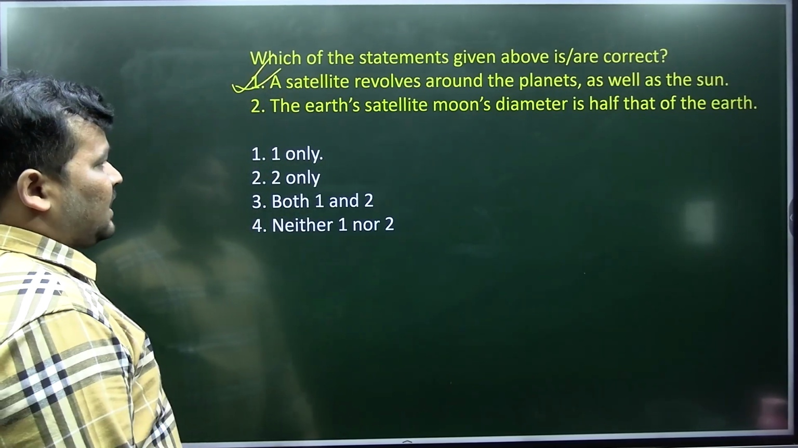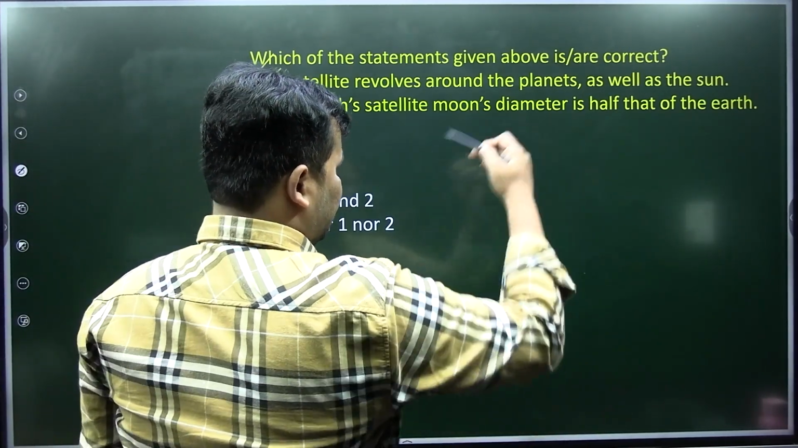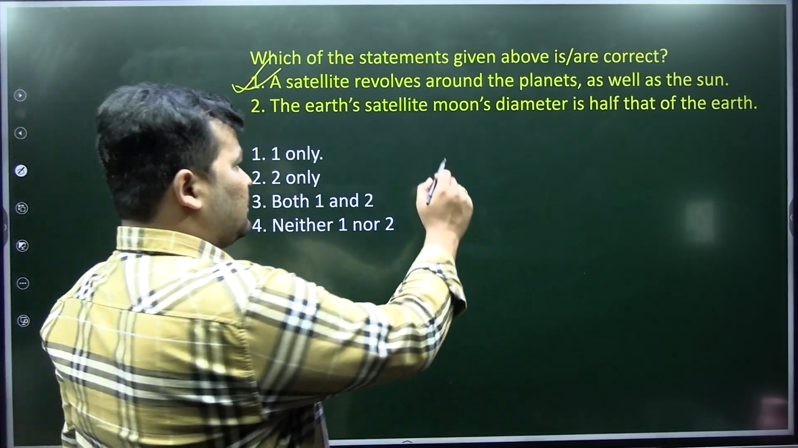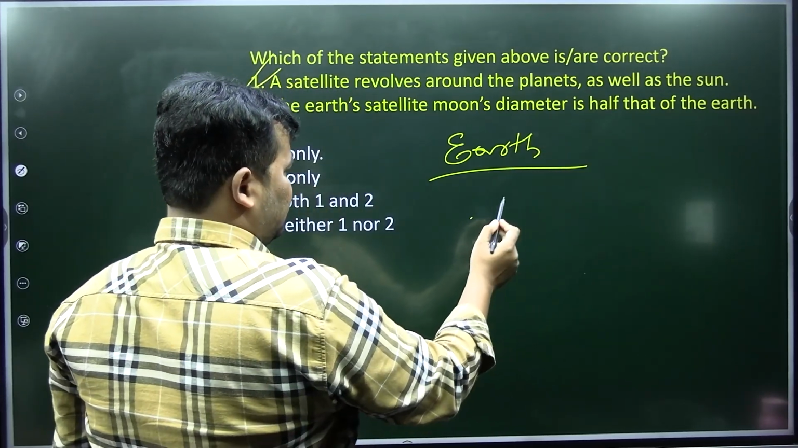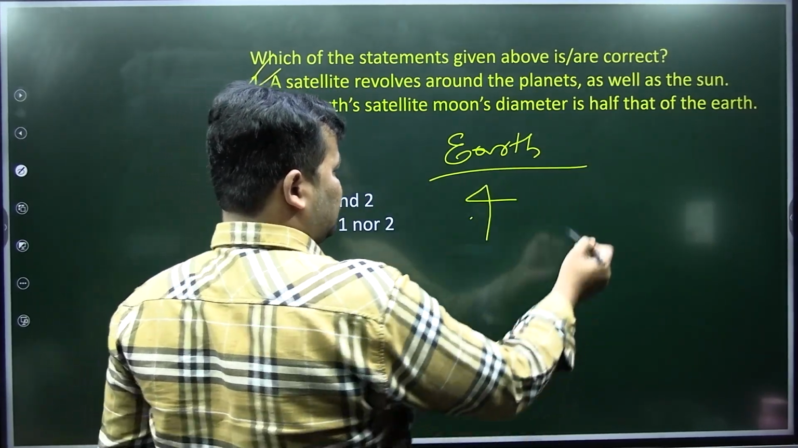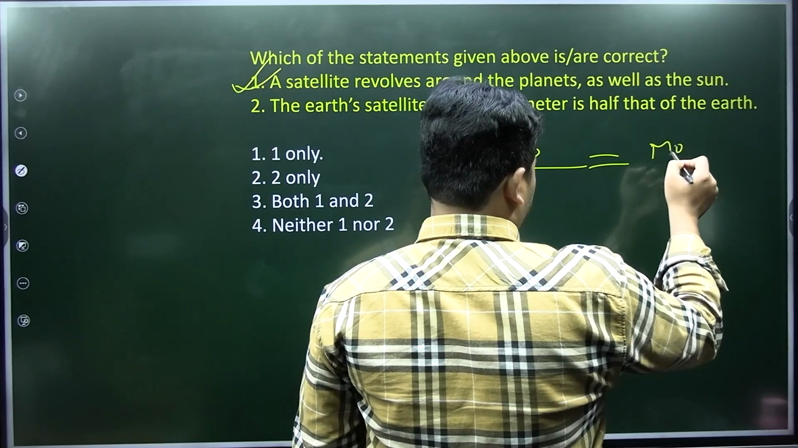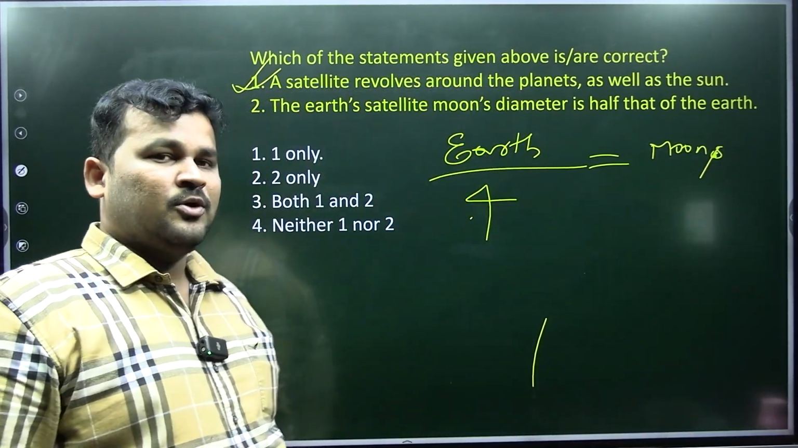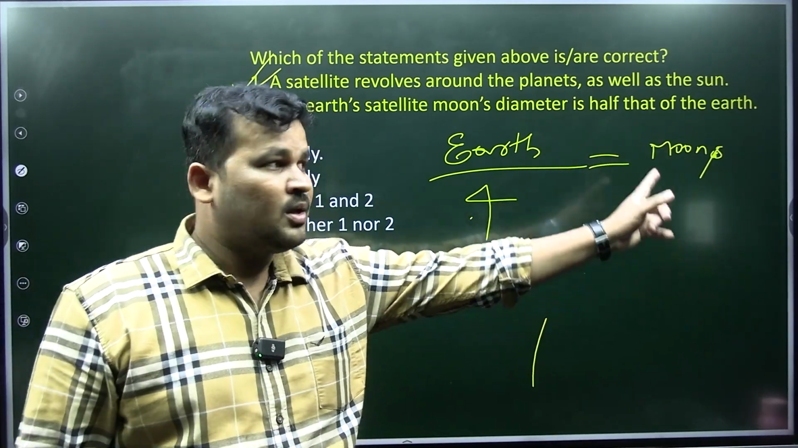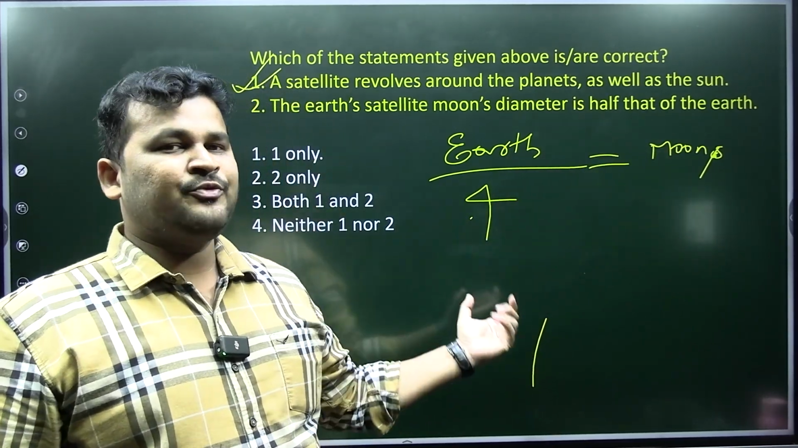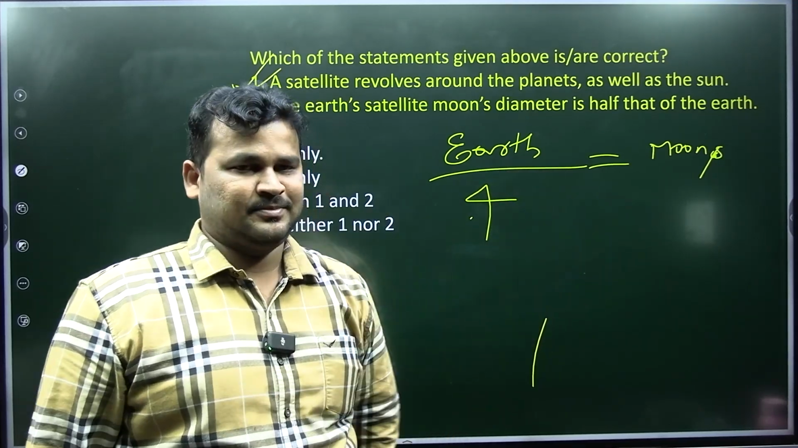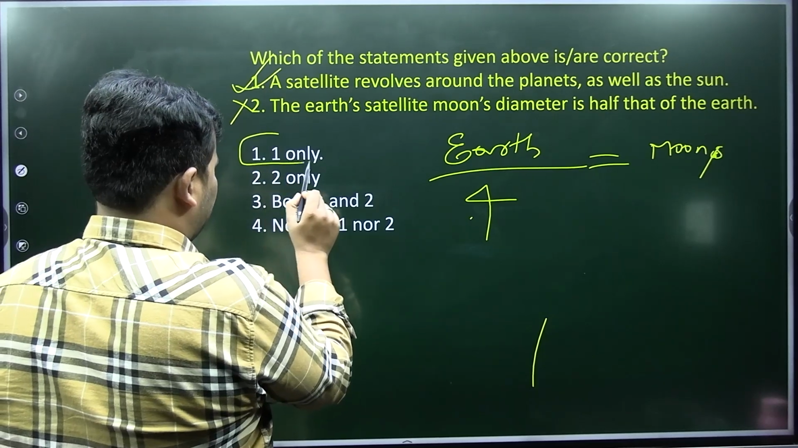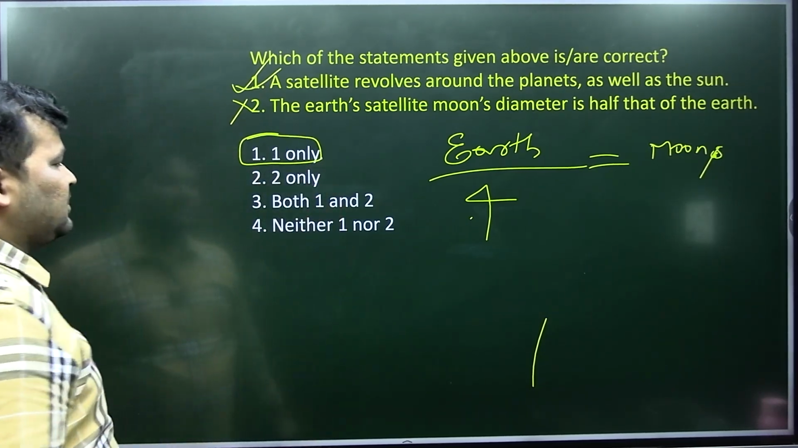Next one. The Earth's satellite moon's diameter is half that of the Earth. No, my dear friends. If we divide the Earth's diameter into 4 parts, that equals the moon. So Earth's diameter is 4 times the moon's. The moon's diameter is 1/4 of the Earth's. So finally the second statement goes out. So here the answer is only 1.